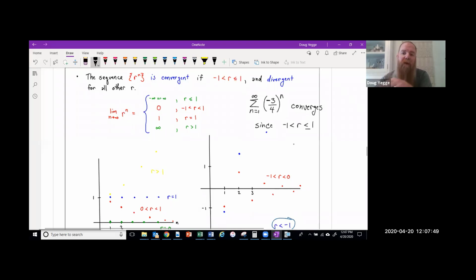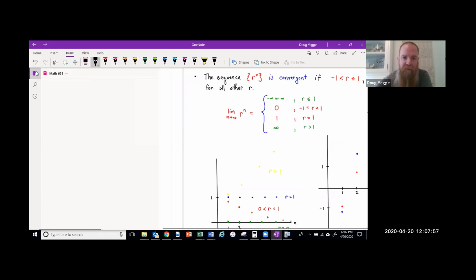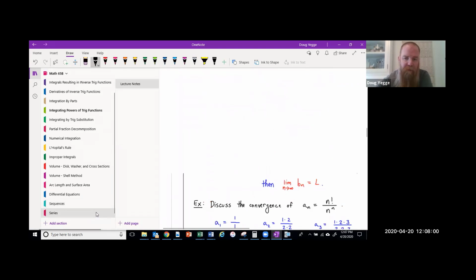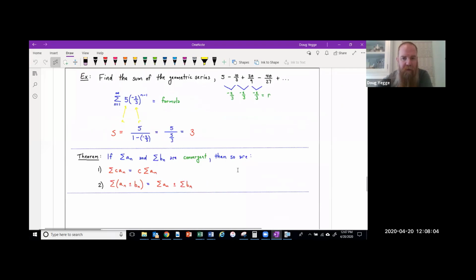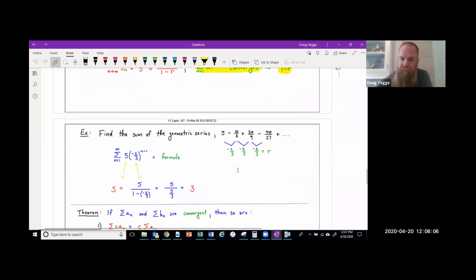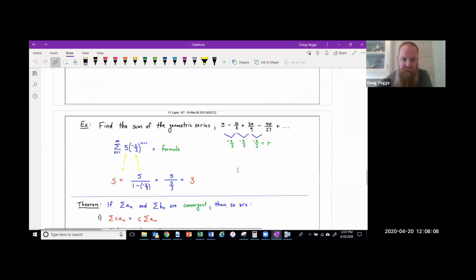Geometric series pop up all the time, but sometimes we have to do a little algebra to see that a particular sequence does fit that pattern. So just make sure that you recognize, when you're dealing with a geometric series, that you're looking at your particular terms there and seeing what the R value is.